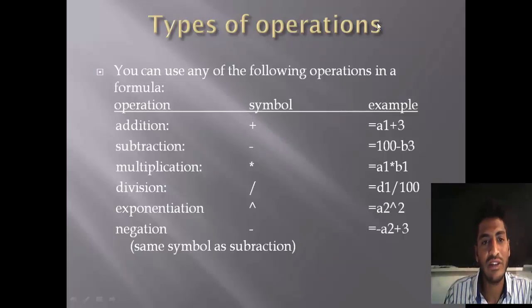Types of operation. You can use any of the following operations in a formula. Operation: addition, subtraction, multiplication, division, exponential, negation. Symbols: plus, minus, into, division, exponential, negation. Examples: A1 plus 300 minus B3, A1 into B1, D1 divided by 100, A2 exponential 2 minus A2 plus 3, negation A2 plus 3, same symbol as subtraction.